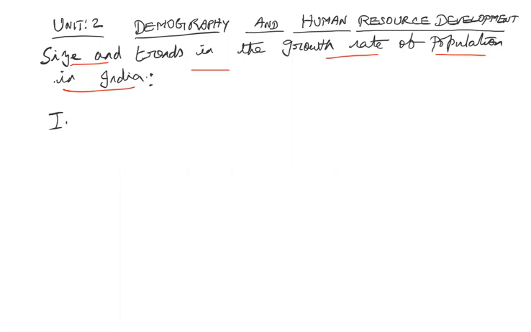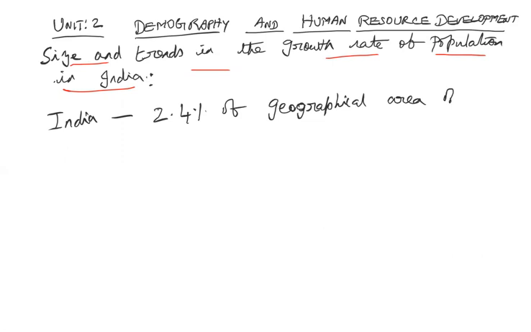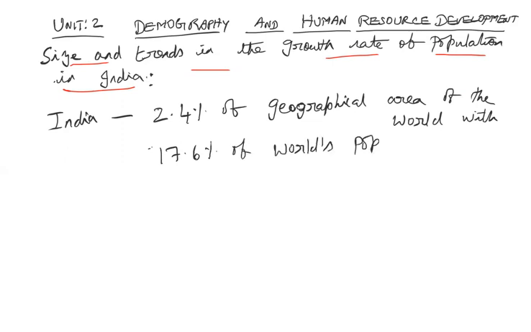Some of the characteristic features of Indian population: India today possesses 2.4% of the geographical area of the world, with around 17.6% of the world's population. So that's why the density of population is very high in our country.